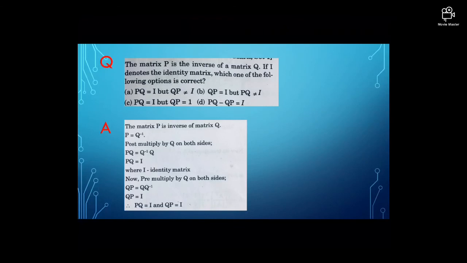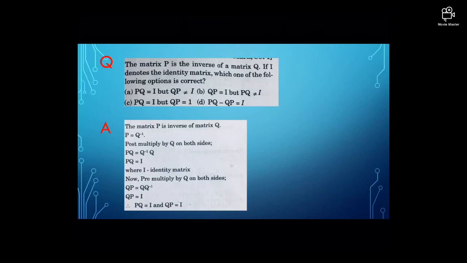Moving on to the next question, the matrix P is the inverse of a matrix Q. If I denotes the identity matrix, which one of the following options is correct? So the condition given is P is equal to Q inverse. So just post multiply by Q on both sides. What we get is PQ is equal to Q inverse into Q. So PQ is equal to Q inverse into Q, which is I, where I is the identity matrix.